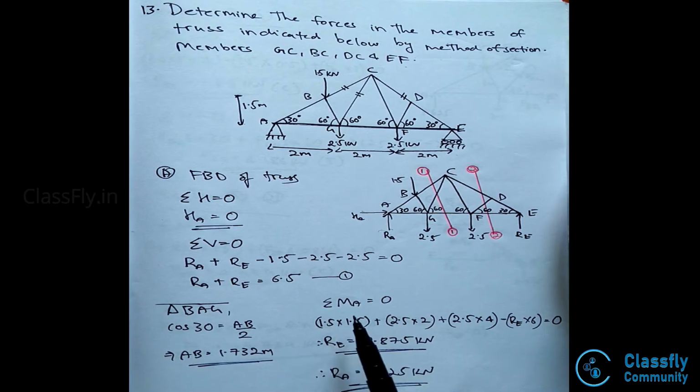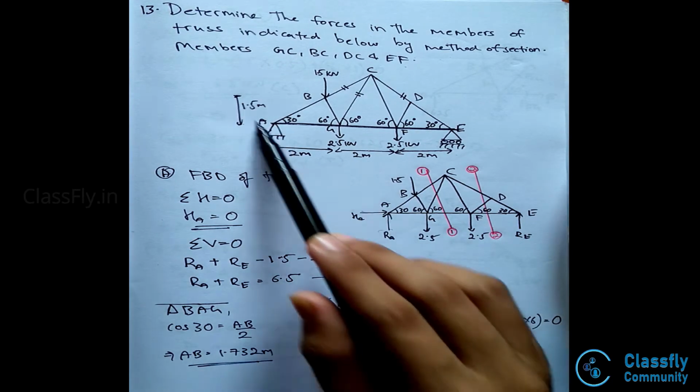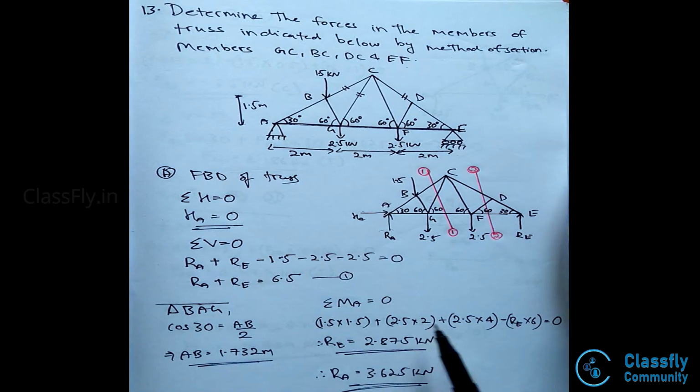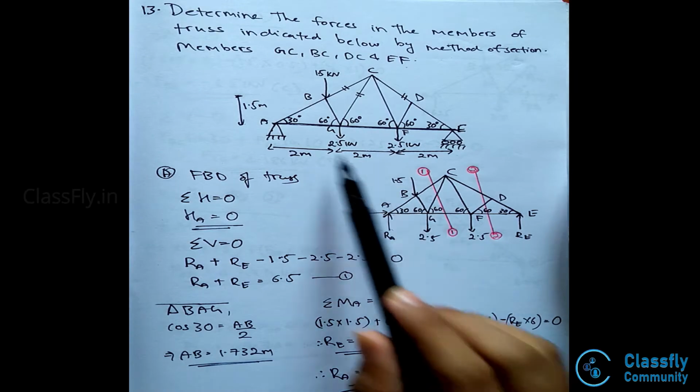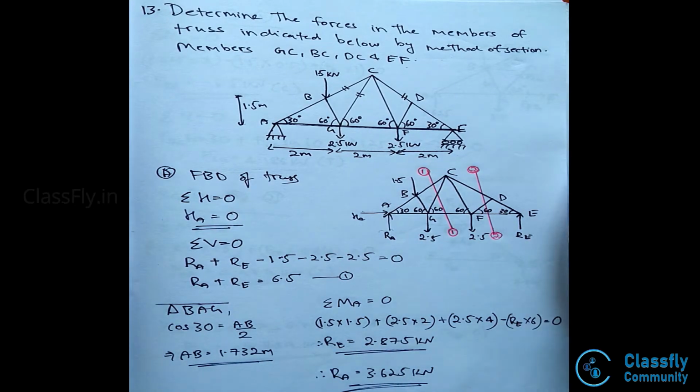Now, taking moments about the joint A, we have summation MA is equal to 0. That is 1.5 into the perpendicular distance 1.5, plus 2.5 into 2, plus 2.5 into 2 plus 2, that is 4, minus RE into the total distance, that is 6. Hence, we get the value of RE to be 2.875 kilonewtons. Substituting this value in equation 1, we get the value of RA to be 3.625 kilonewtons.